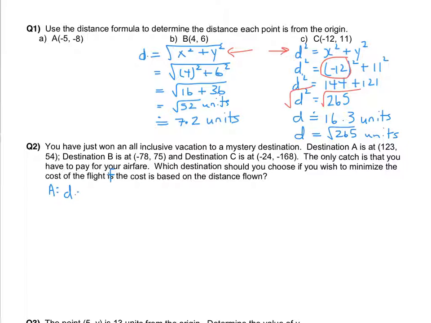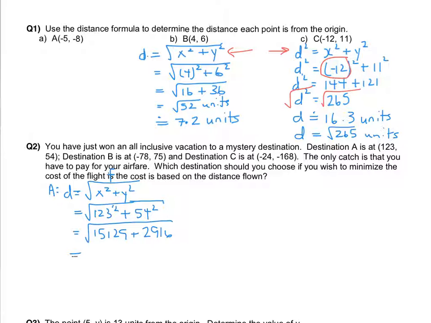So the distance, memorizers, are going to do the square root of x squared plus y squared, which for A, the x coordinate is 123, so we would have 123 squared, plus the y, which is 54, 54 squared, and I make sure I extend that square root sign all the way across. 123 squared is 15,129. So I'll write that in, 15,129 plus, and then 54 squared is 2,916, and I want to square root that sum.